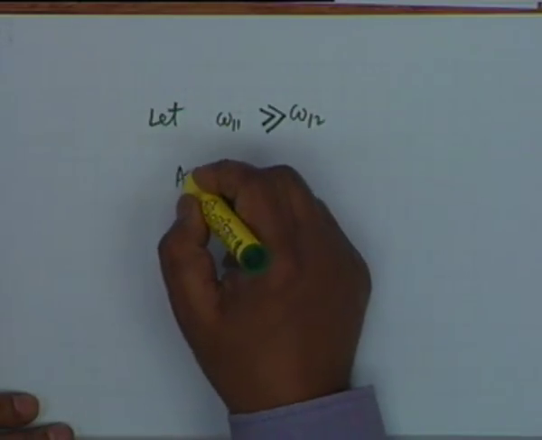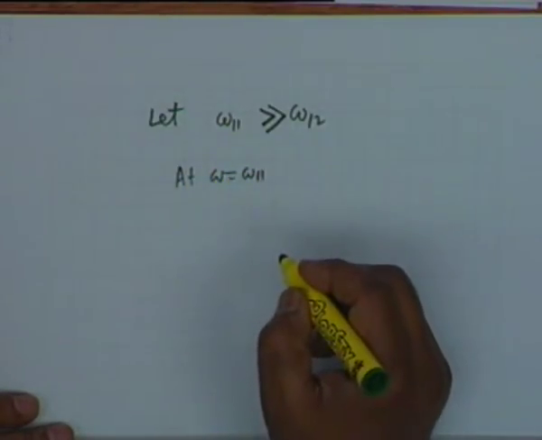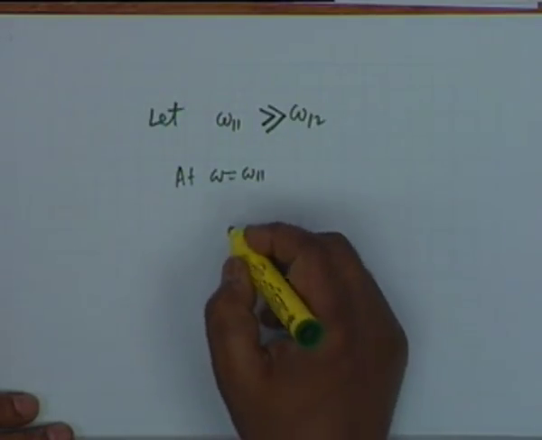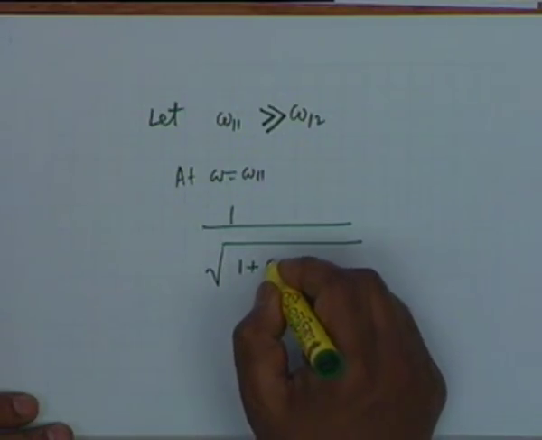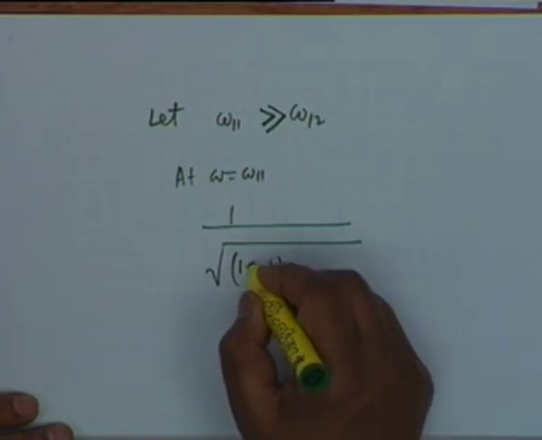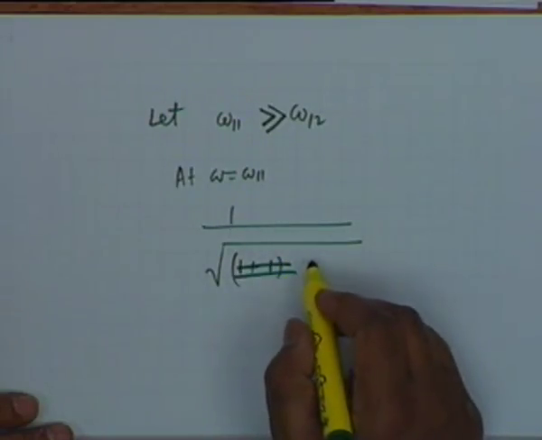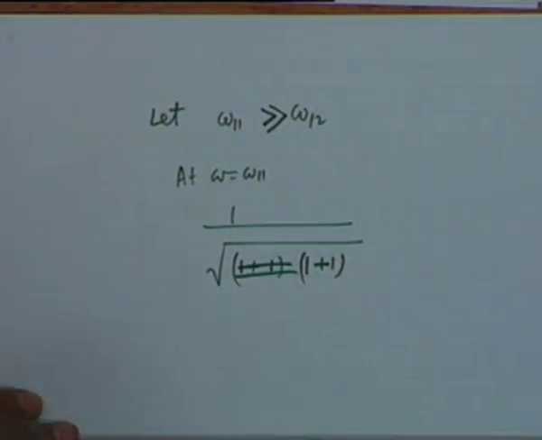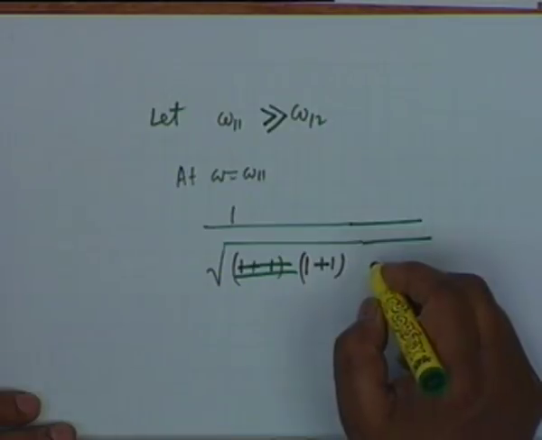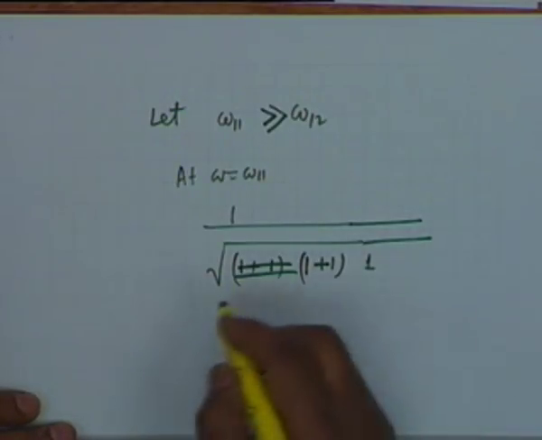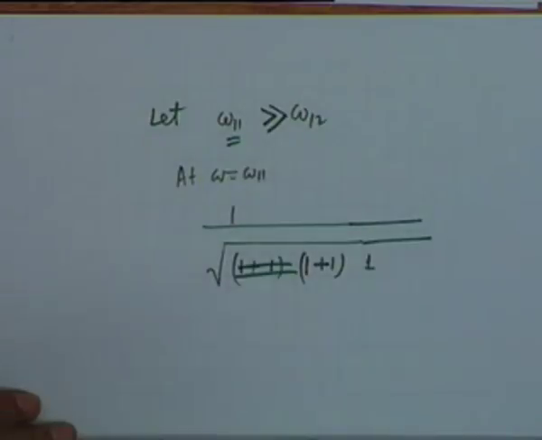Then at omega equal to omega 1 1, what is the value? What is the magnitude? Magnitude is square root of 1 plus 1. And the other one is approximately 1, and therefore omega 1 1 determines the low frequency cutoff. Is that clear? This is the point that I was making.